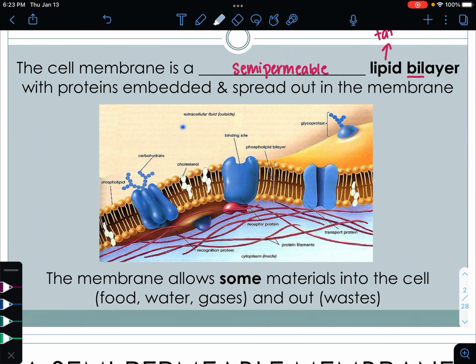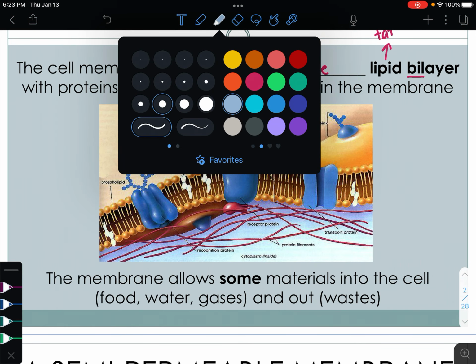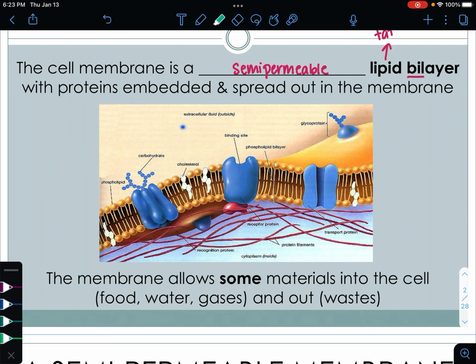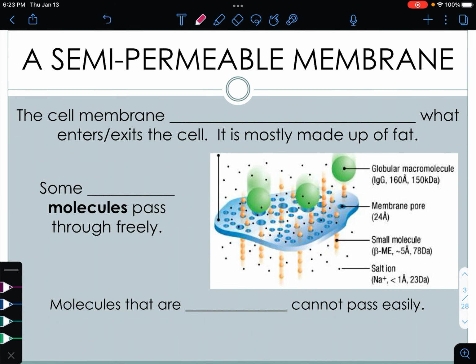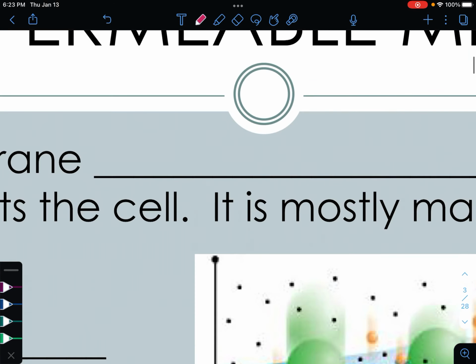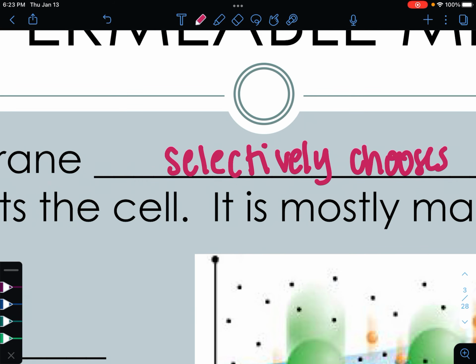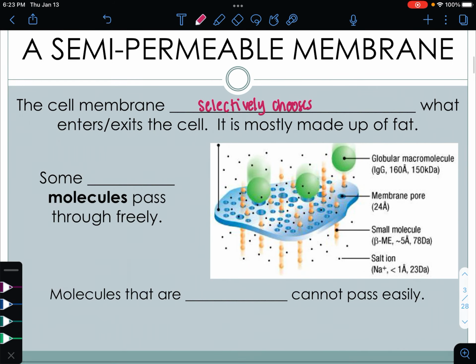So this word right here, semi-permeable. Semi-permeable is this. So the cell membrane only allows for some materials into and out of the cell. So the cell membrane selectively chooses what can enter and exit the cell.